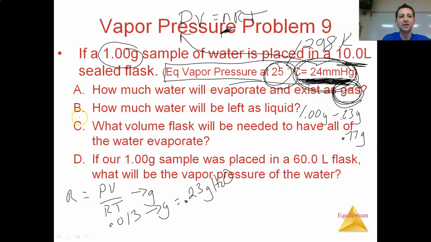Okay, so A is done, B is done. Letter C, what volume flask will be needed to have all of the water evaporate? Okay, easy. You're going to use PV equals nRT again, but we want to evaporate all of the water. So all of this 1 gram needs to evaporate. So what do we do? I want to find what volume flask will be needed to have all of the water evaporate.